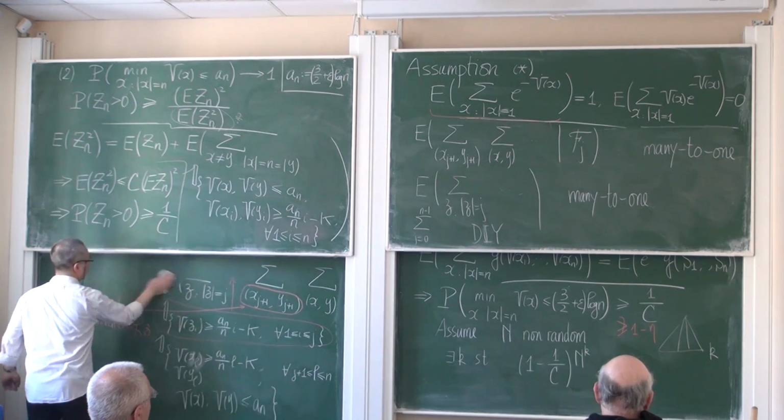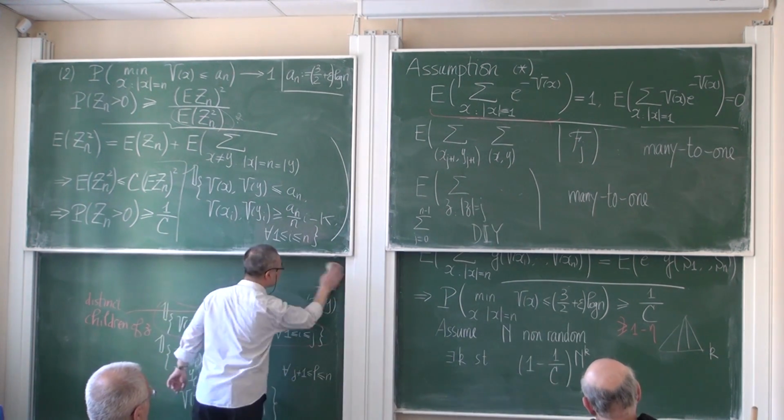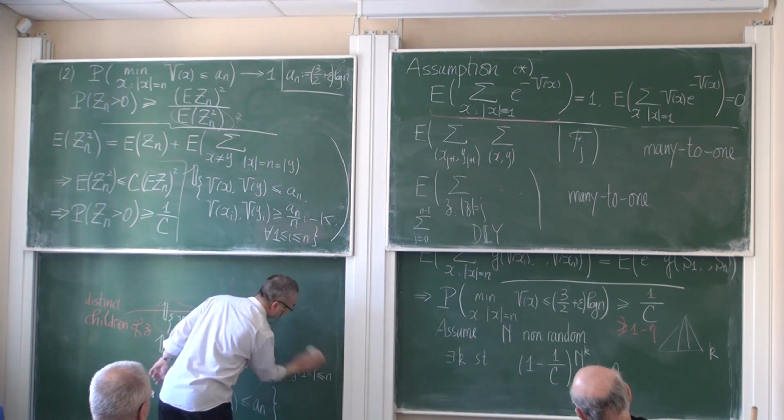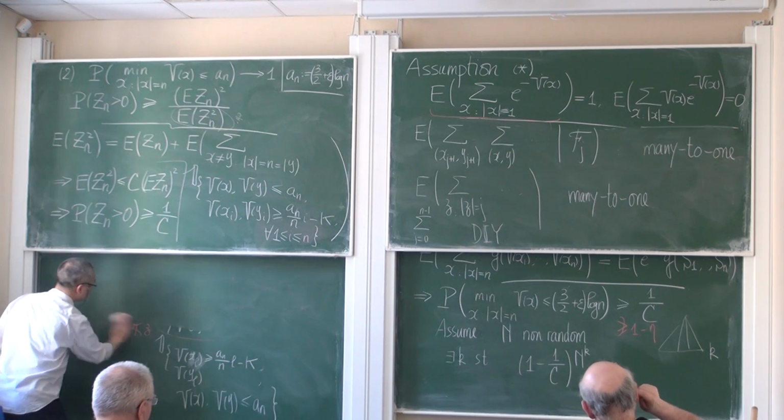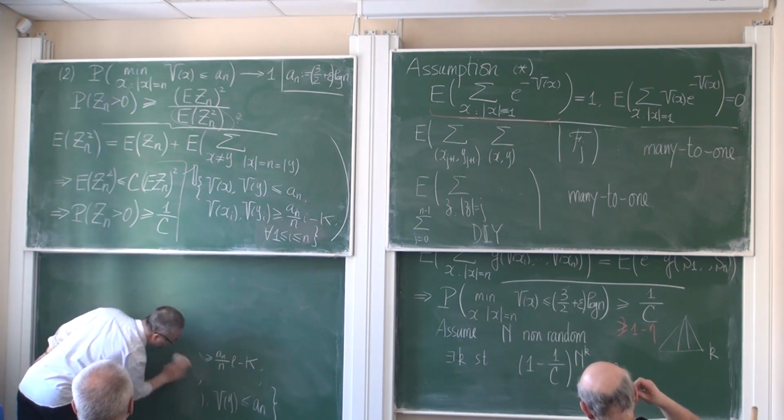So this is a very elementary argument. It has almost nothing to do with the branching random walk. It's related to the tree structure.